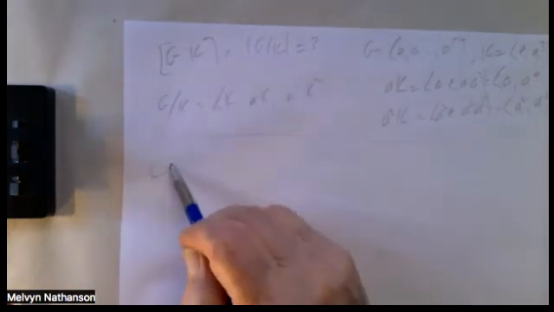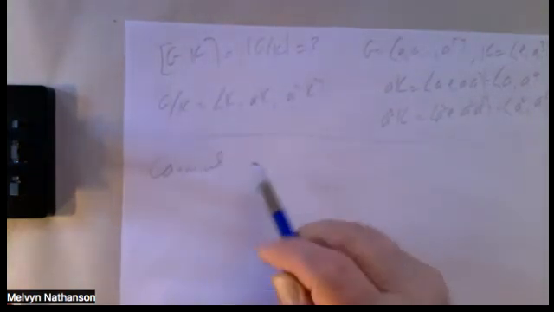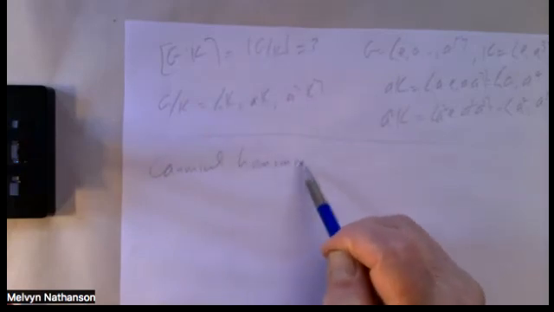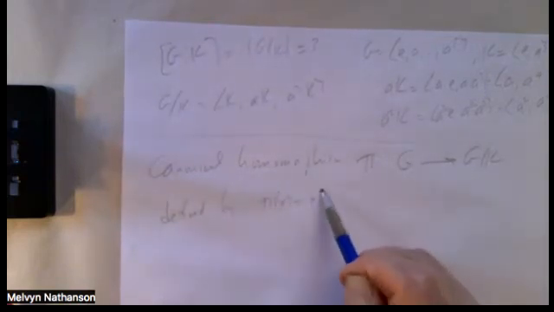Let's look at another example. Oh, let's look at one more thing. We also have the canonical homomorphism, pi from G to the quotient group, defined by pi of x is xK. So you can think of it like this. Here is G: E, A, A squared, A cubed, A to the 4th, and A to the 5th.